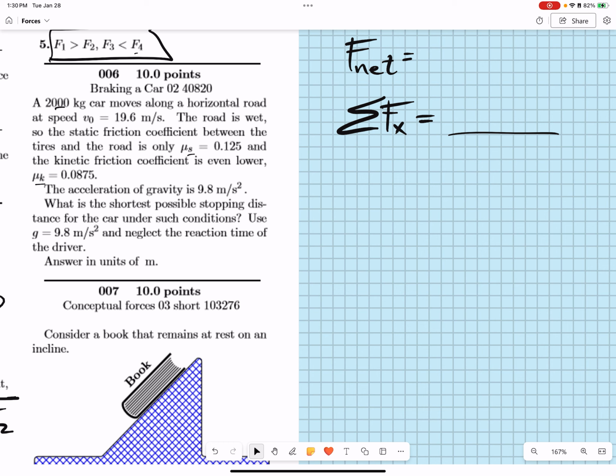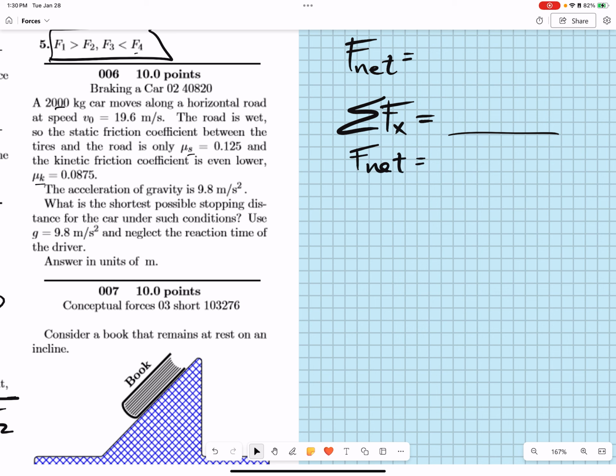Let me see how I can do that. Where's the thingy for that? Nope. Oh, whatever. I don't know where that thingy went for it. So I'll go back to this. So we're going to say F net is equal to, and I'm going to list the forces.